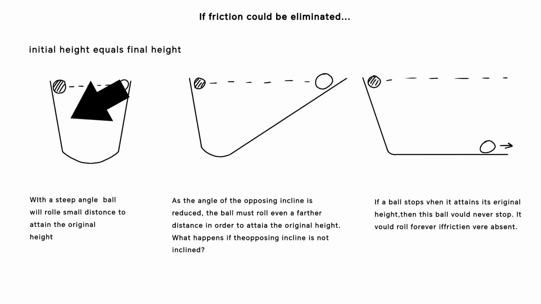In the first image, with a steep angle, the ball will roll a small distance to attain the original height. In the second picture, as the angle of the opposing incline is reduced, the ball must roll an even farther distance in order to attain the original height. What happens if the opposing incline is not inclined? In the third picture, if a ball stops when it attains its original height, then this ball would never stop. It would roll forever if friction were absent.